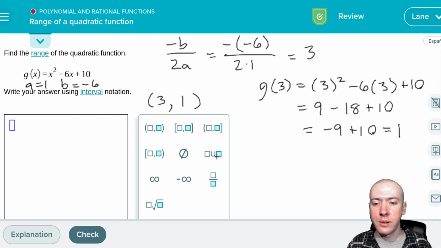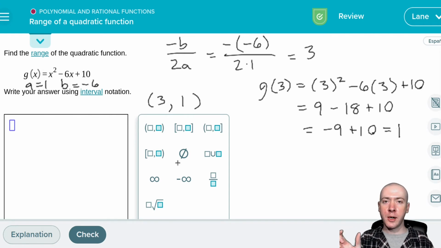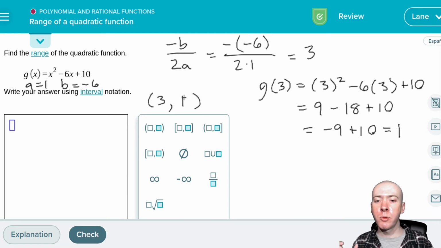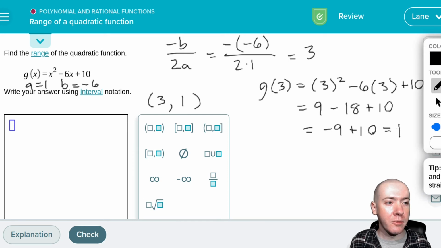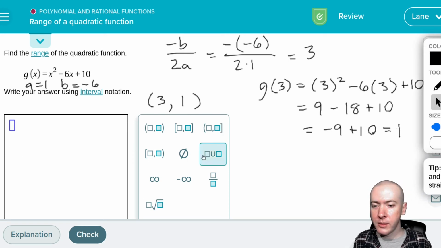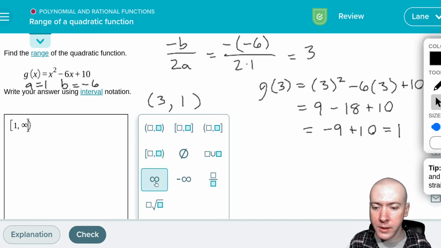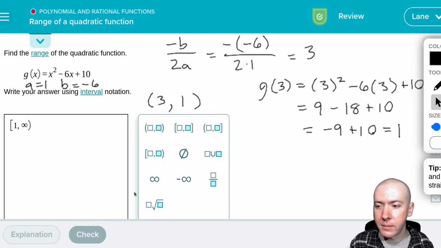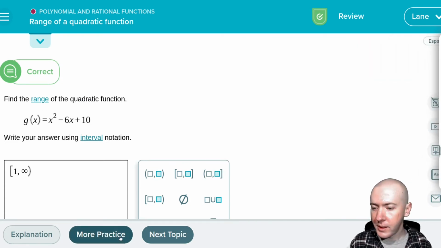And then, is this parabola going to open up or down? Well, because a here is positive, the parabola is opening up. So this parabola is going to cover y values starting at 1 and going up to infinity. So that's exactly what the interval for the range is. It's going to start at 1 and go up to infinity. All right, we got it right. Let's do another one.